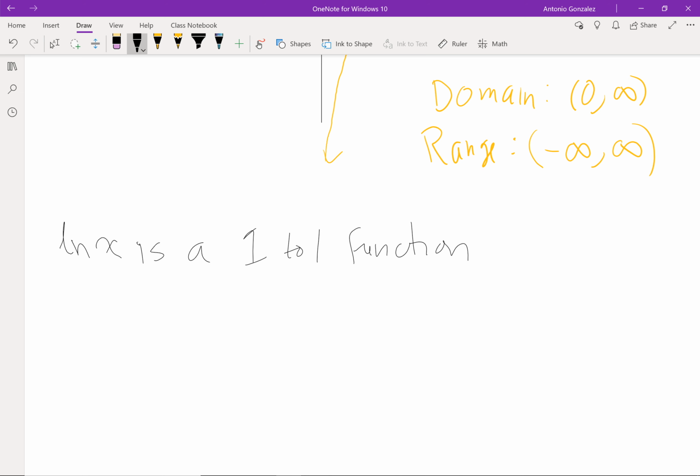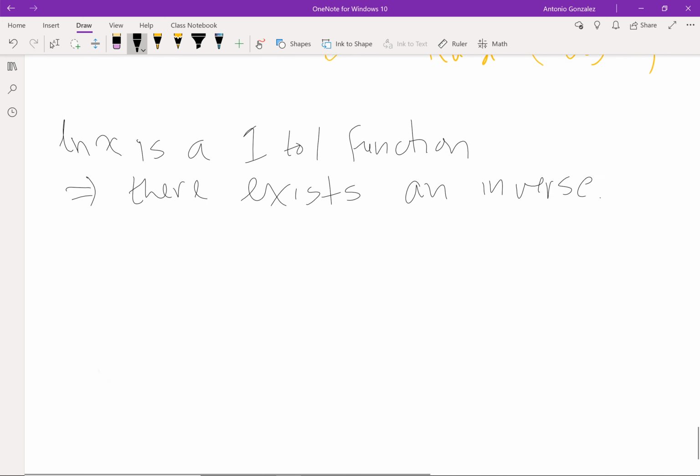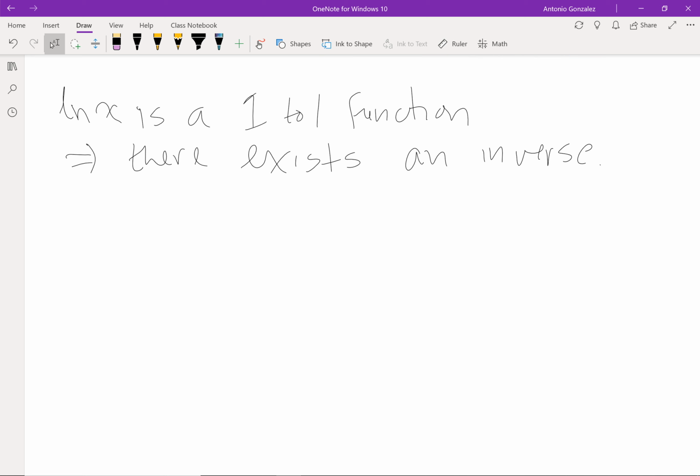So if it's a one-to-one function, that means that there exists an inverse.